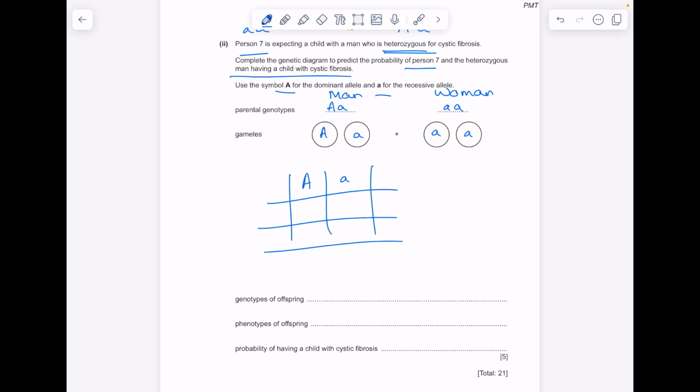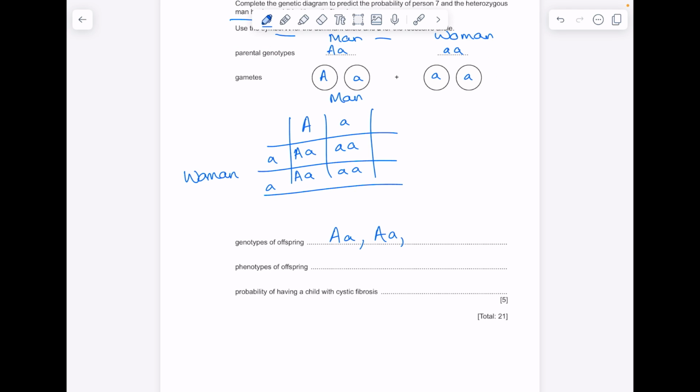Doesn't matter what order you do this. That's the woman. That's the man. So, offspring 1, offspring 2, 3 and 4. So here are the genotypes of the offspring. The phenotypes are going to be healthy, cystic fibrosis, so it's a 50% chance, or 1 in 2.